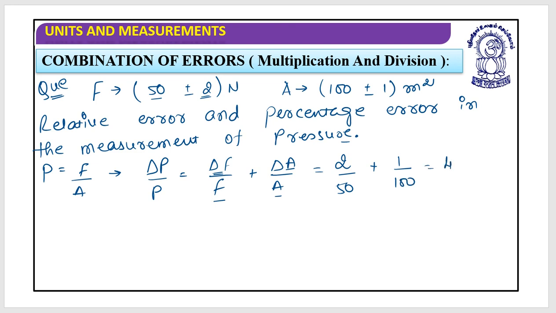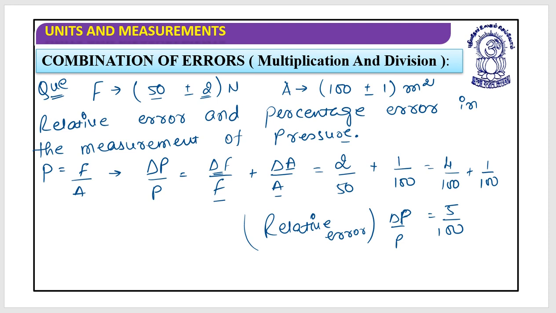It's 2 by 50. So it would be 4 by 100 plus 1 by 100, which gives me 5 by 100. This is the value of delta P by P. Sorry. So I can write like this. This is the relative error. This is the relative error in the calculation of pressure.